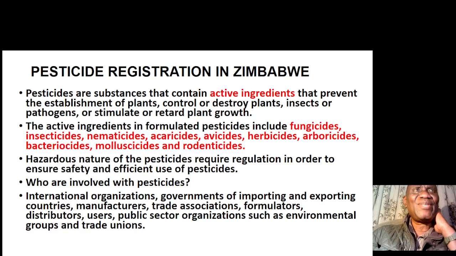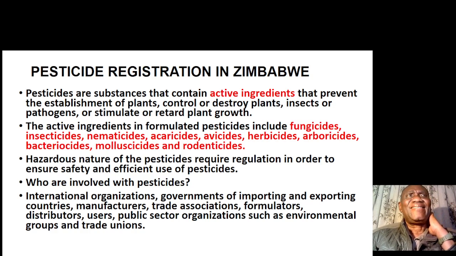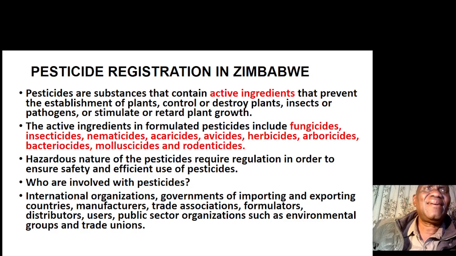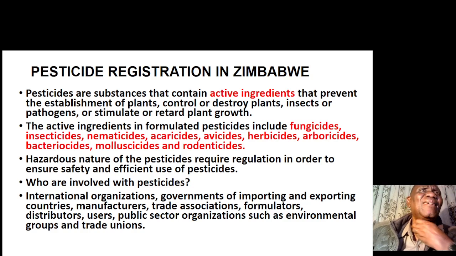We already know that pesticides are substances that contain active ingredients that do the job of killing the pests, which could be plants, insects or plant pathogens. They could stimulate or retard plant growth.